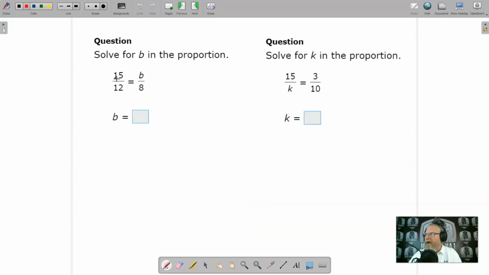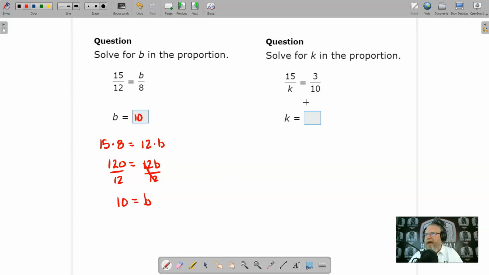On this one, multiply the product of our extremes, 15 times 8, and set that equal to 12 times b. Now, 15 times 8: 8 times 10 is 80, and 8 times 5 is 40, and 80 plus 40 is 120. Set that equal to 12b. Now divide both sides by 12, and the 12s cancel each other on the right. 120 divided by 12 is indeed 10, so b equals 10.